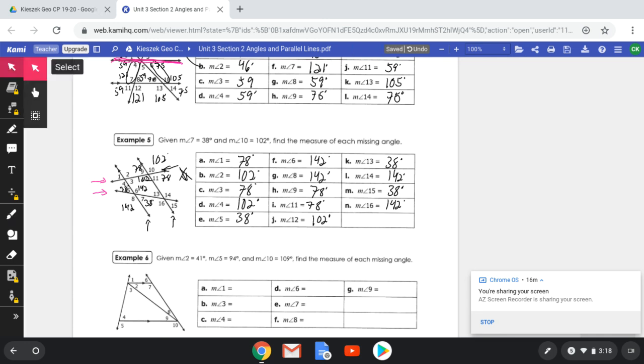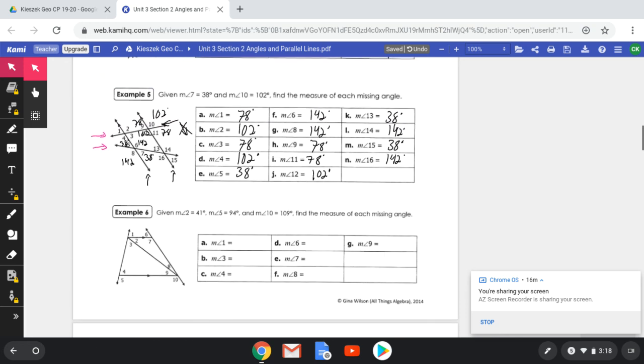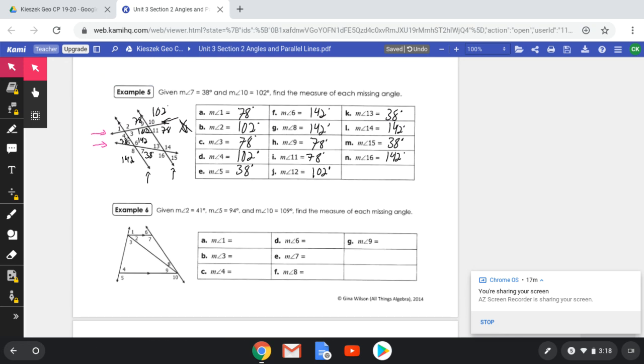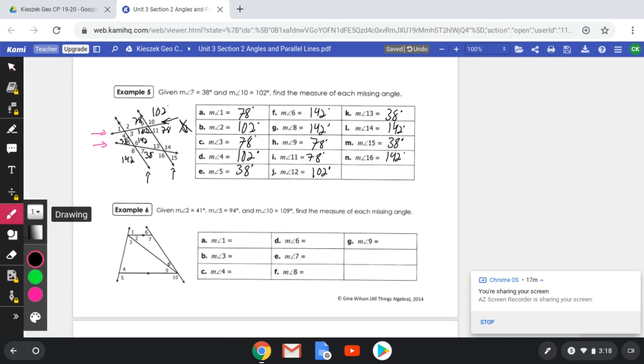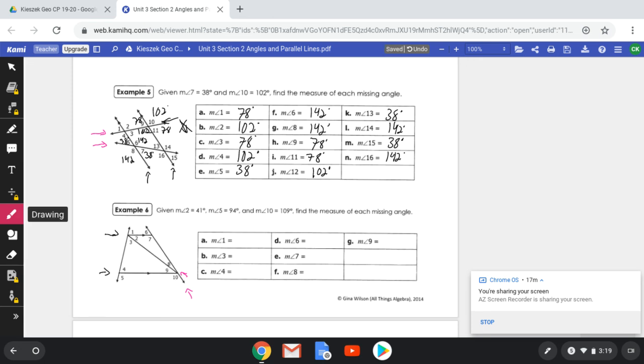And now, again, if you're confused, pause the video and rewatch it. The last example we have here is, again, with our parallel lines and our transversals. Notice again, the only lines that are parallel are the ones with the arrows, and everything else is a transversal. So if I mark it: parallel, parallel, transversal, transversal, transversal.